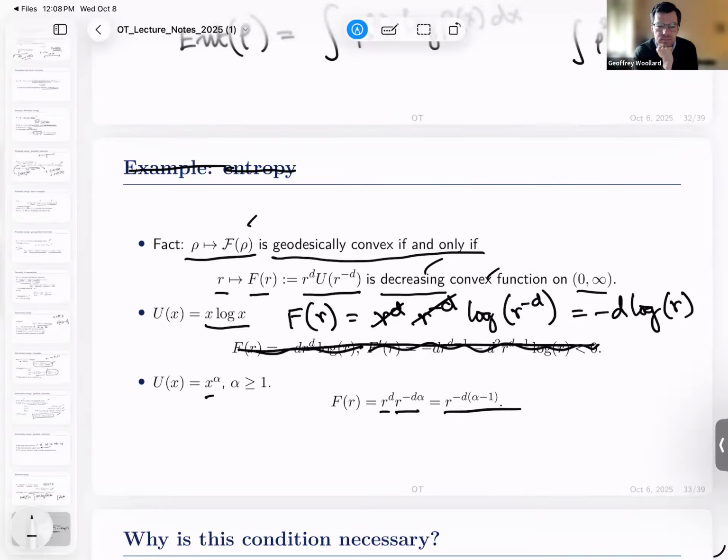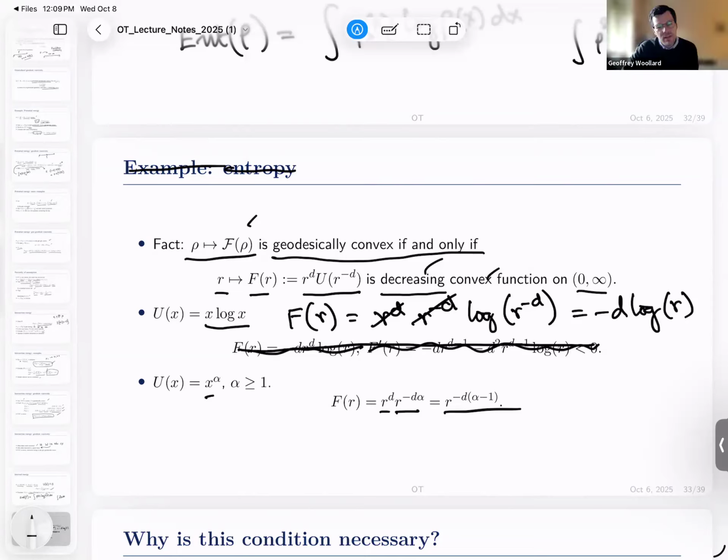So certain functions are actually only geodesically convex in certain dimensions and not in other dimensions. Very bizarre. Is the calculation clear? Do you follow the calculation? Very simple check. Why this condition is necessary is what I'll go into in the next slide. But when you first see it, it just seems very bizarre.